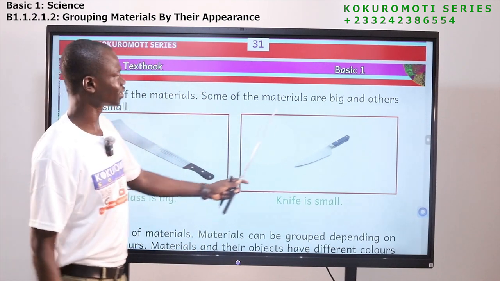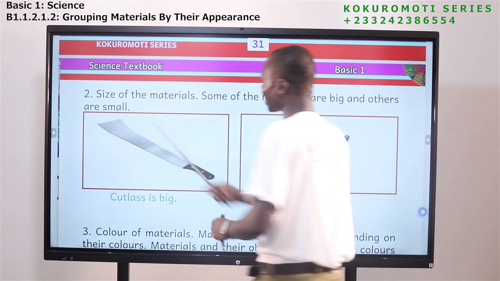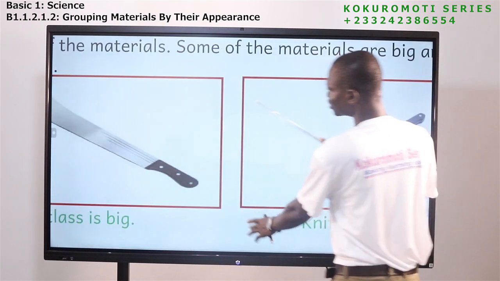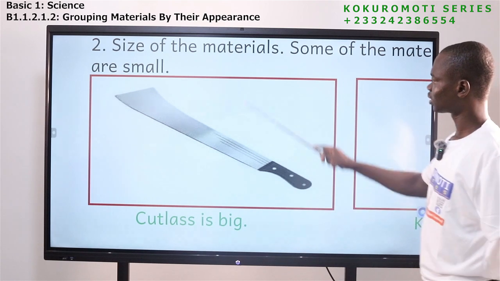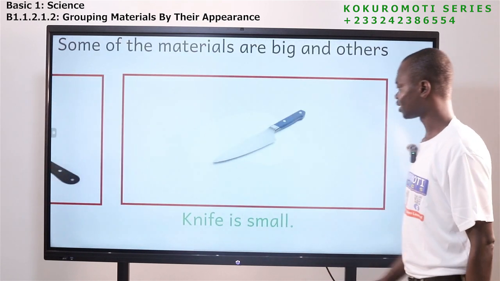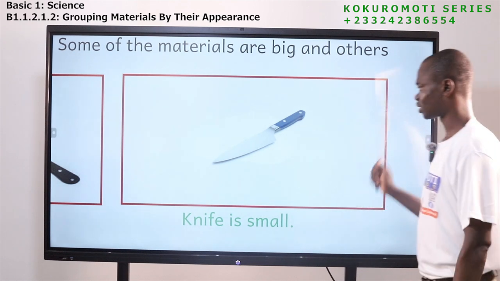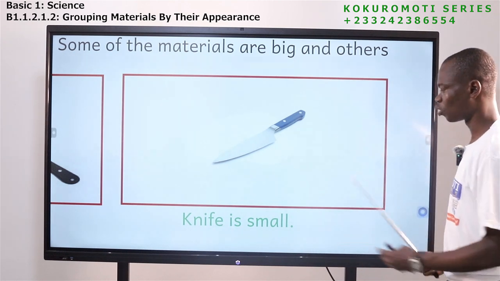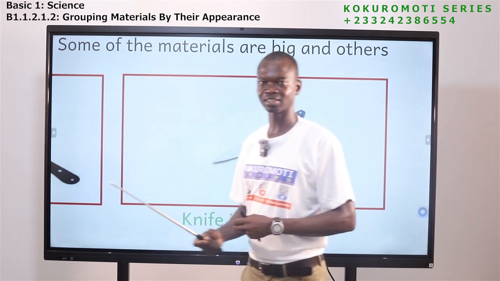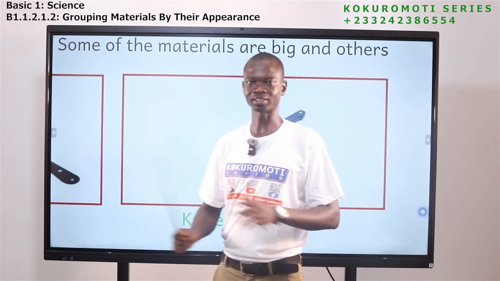Okay, so some of the materials are big and others are small. So let's compare these two materials. Can you see? This is cutlass. Cutlass is big. Let's come to this side. This is not cutlass. This is knife. So knife is small. We are talking about size. So the two have different sizes. Their sizes are not the same.